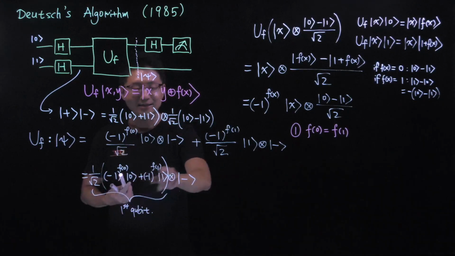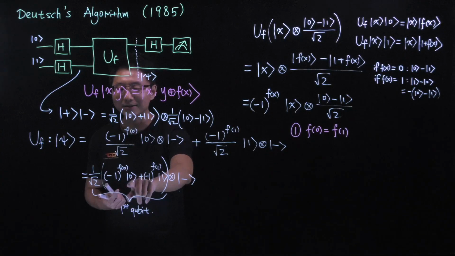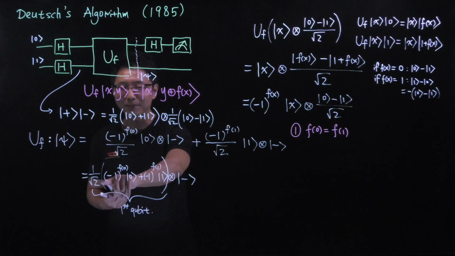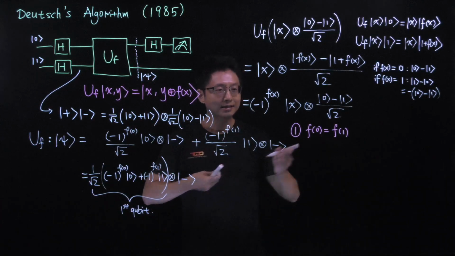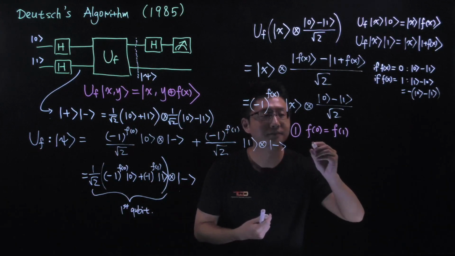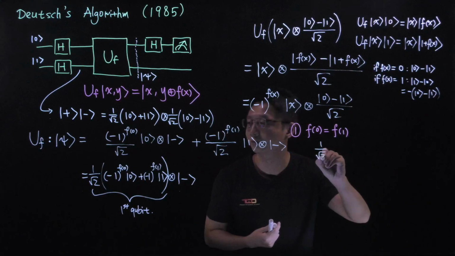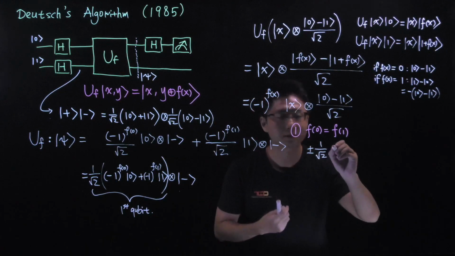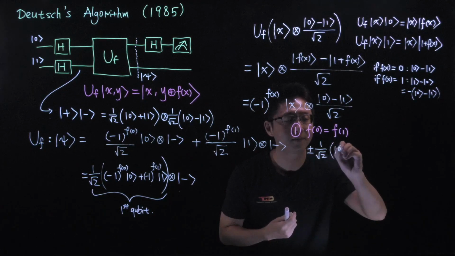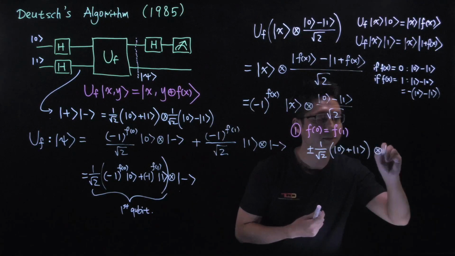So in either case, as long as the function is constant, here we always have the ket 0 plus 1, up to a plus-minus overall sign outside. So that is to say that the state will then be 1 over root 2, up to a plus-minus in front, of the 0 plus 1 for the first qubit, and for the second qubit is minus.